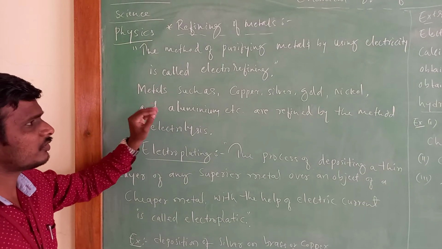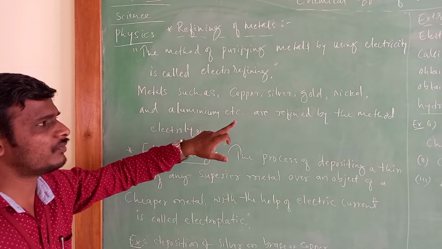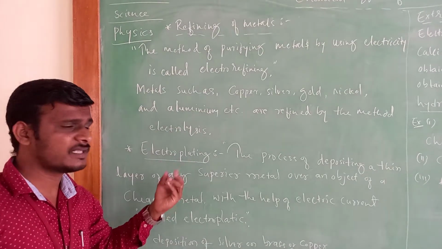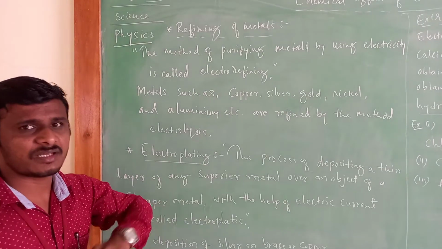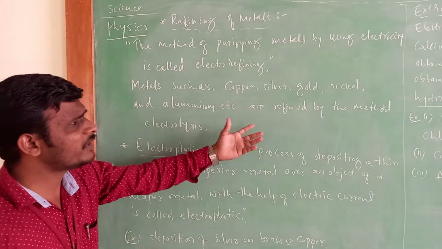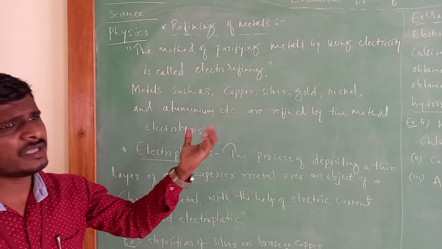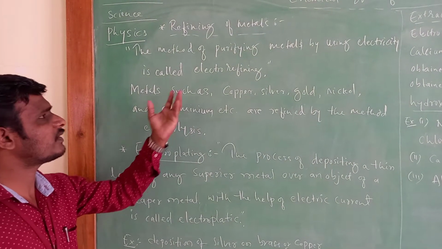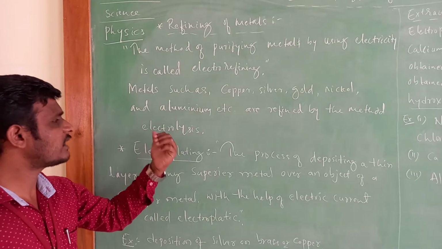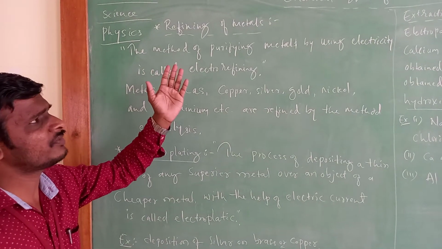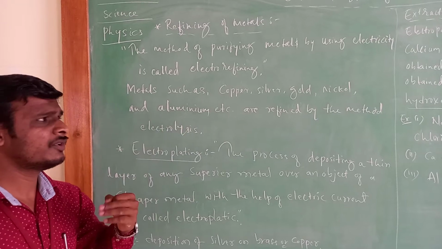So what are those metals? Copper, silver, gold, nickel and aluminium. These are the metals that can be refined. If some impurities are present in these metals, they can be removed by the method of electro refining or electrolysis, right? So this is one more application of electrolysis.